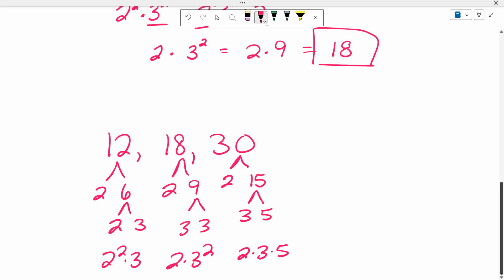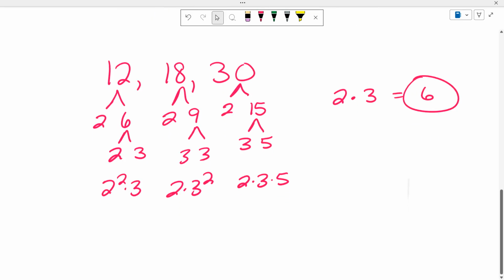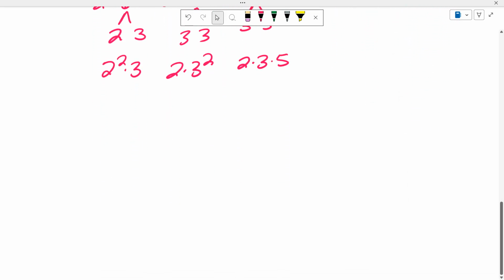Okay. Now, when you have 3, it's got to appear everywhere. So does 2 appear on all 3 of them? Yep. What's the lowest power it appears to? 1. Does 3 appear in all of them? Yep. What's the lowest power it appears to? 1. Does 5 appear in all of them? No. So it's just 2 times 3, or 6, is the greatest common factor. Now, let's throw in variables to this.